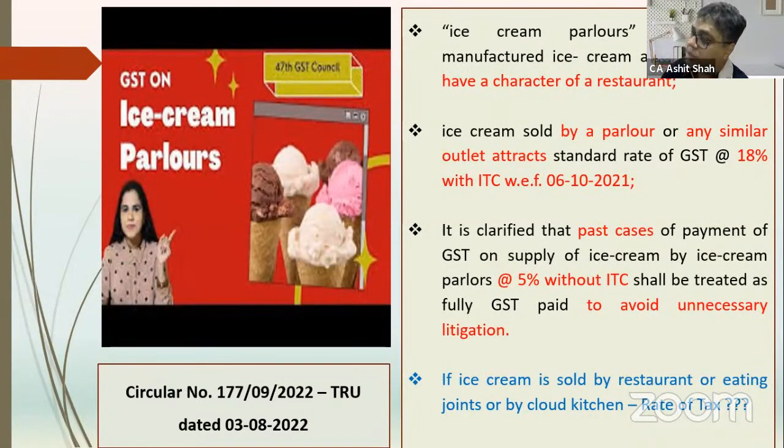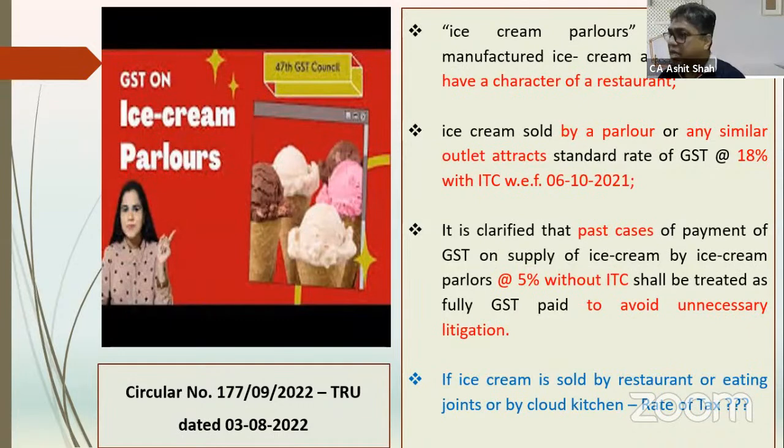So the industry approached the CBIC board and the GST council, saying that, sir, we have all discharged the tax liability at a reduced rate of 5%, because at that point of time there was a lot of anomaly whether the 5% rate or the 18% tax would be applicable. So the majority of taxpayers discharged the tax liability at 5% without taking the ITC. So what should be done for the period 2017 to 2021?